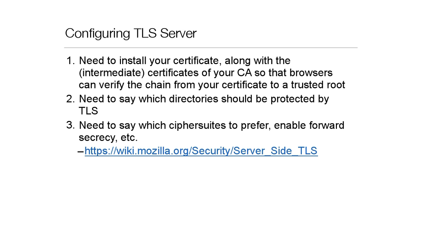And you need to say which directory should be protected by TLS. That sort of information you have to give when you configure TLS in your server. And you need to say which cipher suites to prefer and enable forward secrecy. So you have to define what cipher suites you are going to use in your web server. Then based on that, the cipher suite will be negotiated with the client.